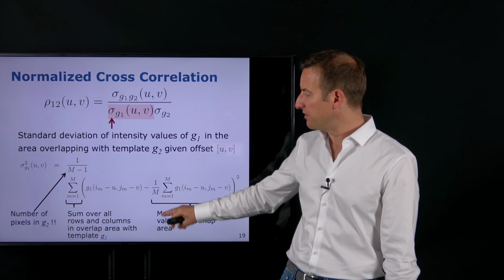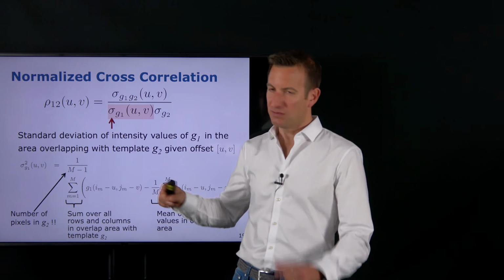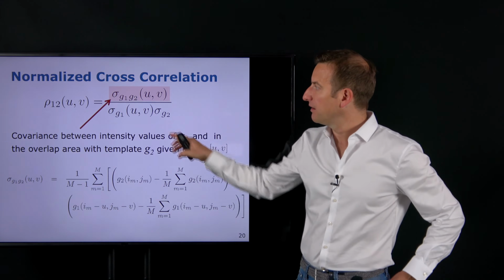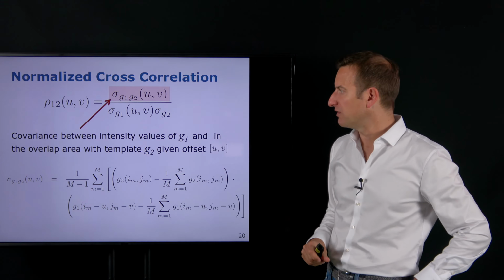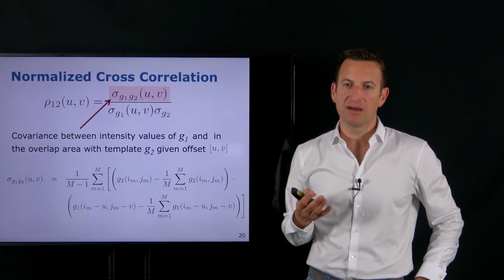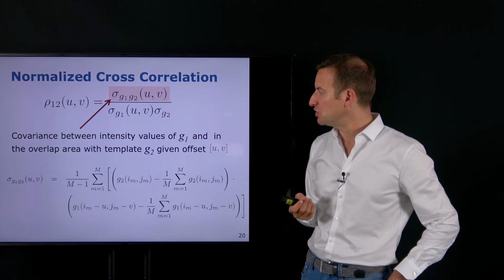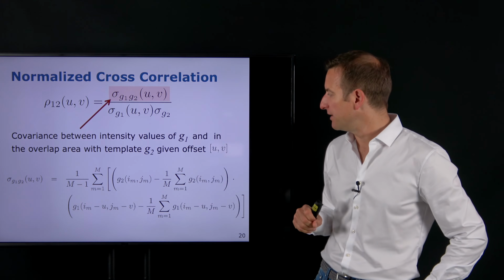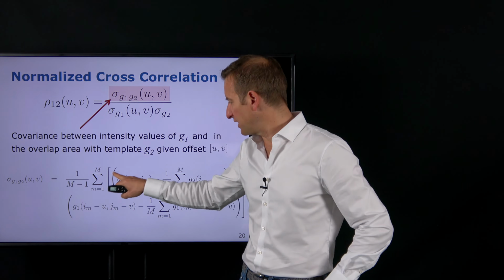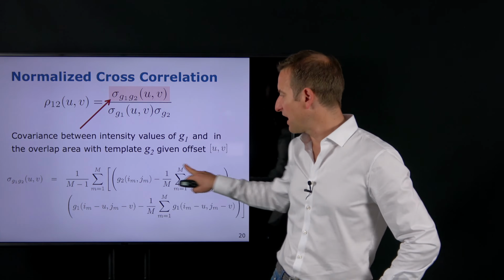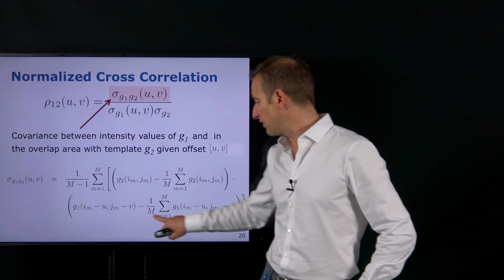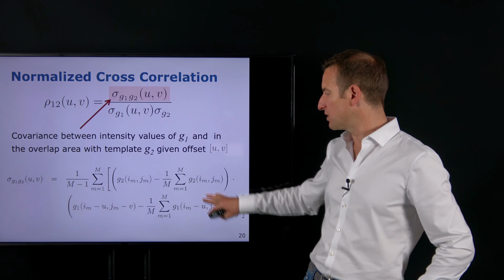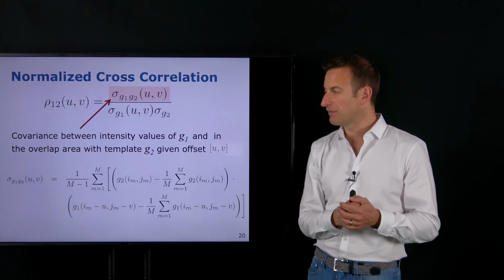The only difference is that this computation depends on the index UV, because I'm only doing this computation in that small region. And this part of the equation is the covariance between the intensity values that I have in my image G1, in the overlapping area that overlaps with my template, and G2. So I do the computation for the parts of the image in G2 and the intensity values in G1, always taking the mean of G1 and the mean of G2 into account, always in the area of the template.